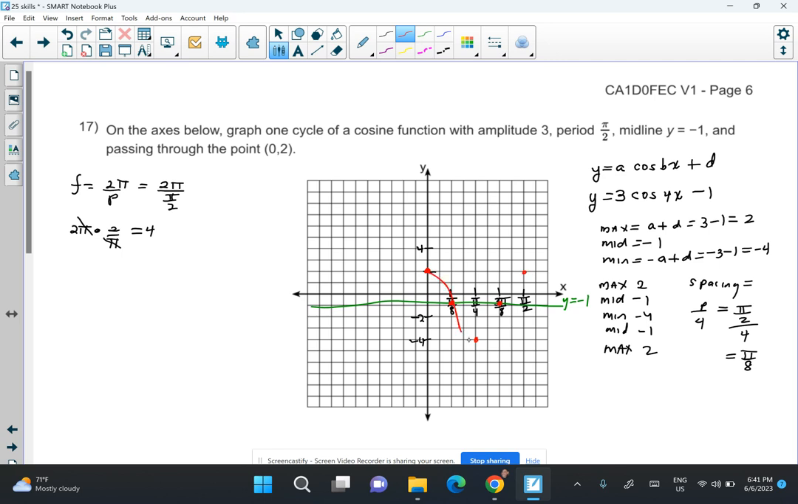We make a nice smooth curve and we label with the original equation. And there you have it.